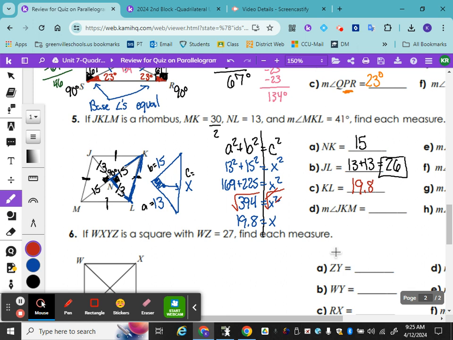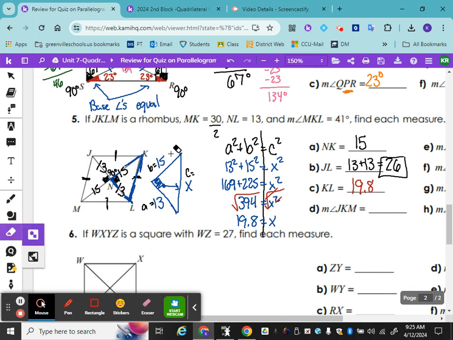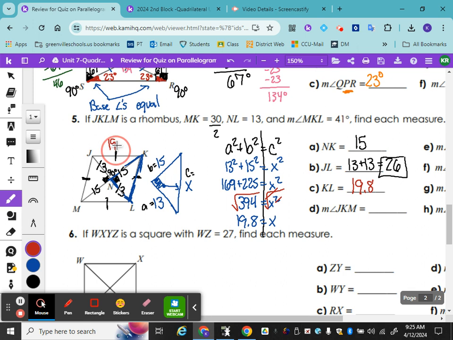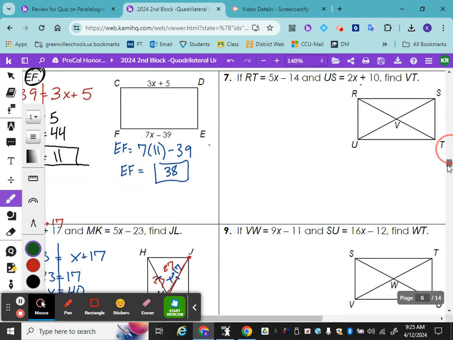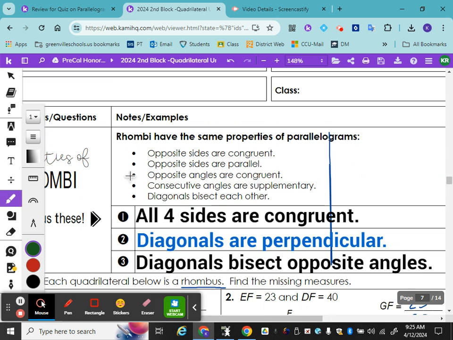Okay, so there are all your sides. Since it's a rhombus, all of the sides would be 19.8. So I'd love to ask another question on the quiz, like, so if K to L is 19.8, what's M to L? So you'll see that on your quiz. All the sides are equal in a rhombus. Make sure you keep looking at your rules. We're on a rhombus, so look at your rules. Put this next to it. All of these rules apply.